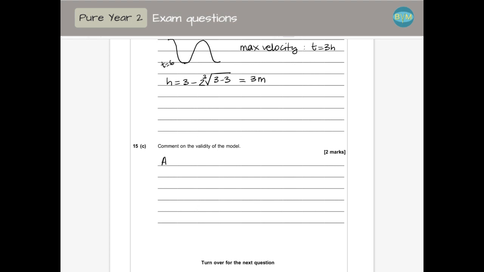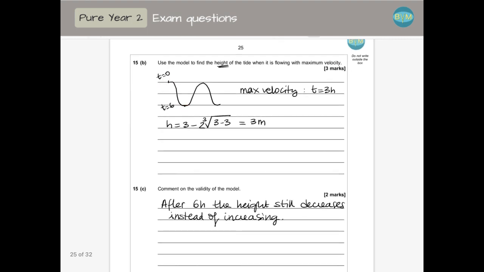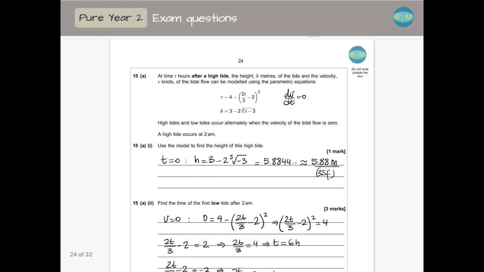So I think you have to comment something like: after 6 hours, the height still decreases instead of increasing again. Something like this. So it's not periodic. You can comment that the function is not periodic, so after the 6 hours it just carries on decreasing. And that's all with this question.